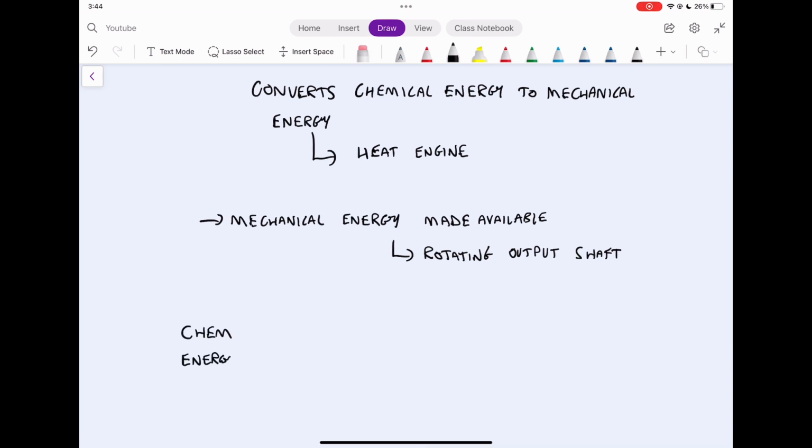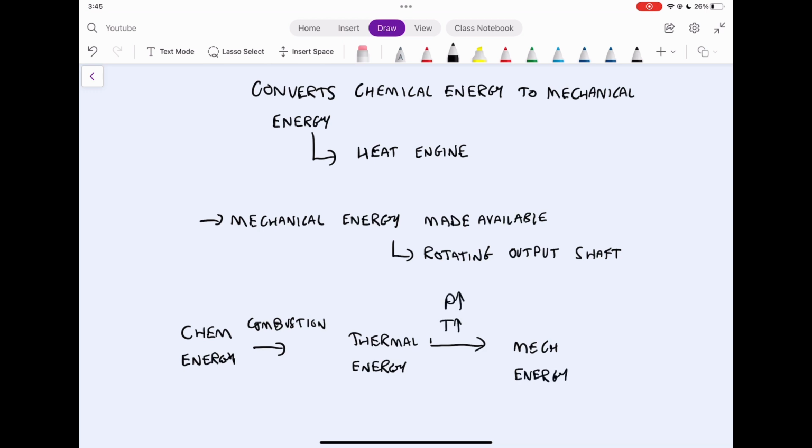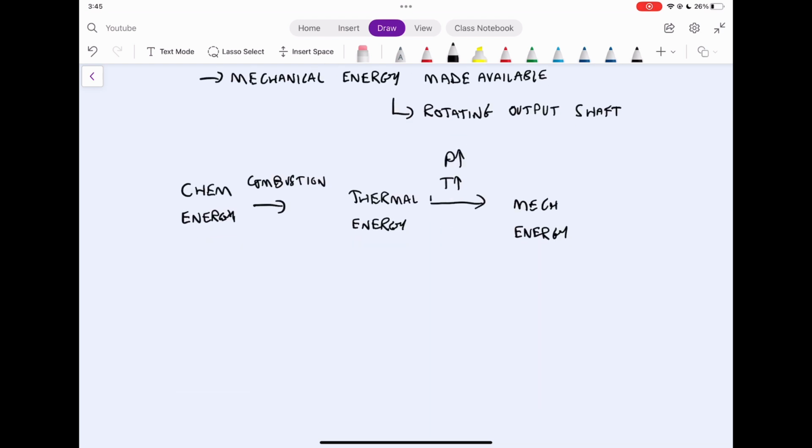Now, if we do a process diagram of what's happening, we have chemical energy in the form of fuel, usually a hydrocarbon, and some oxygen mixed together, and that creates a combustion that converts our chemical energy into thermal energy. During this process we have a really big increase in pressure and temperature, which turns it into mechanical energy.